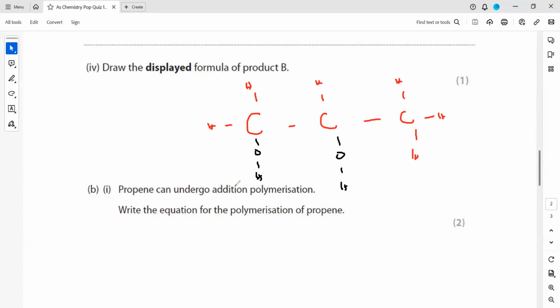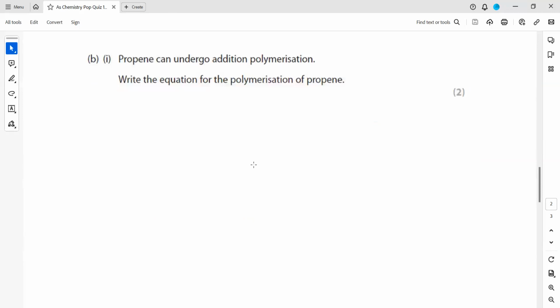Then propene can undergo addition polymerization. Write an equation for the polymerization of propene. Here we need an equation. So what will the equation be? For an equation, you have to write the reactant and the product. So whenever you draw, the monomer will turn into a polymer.